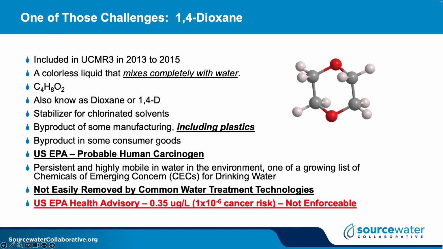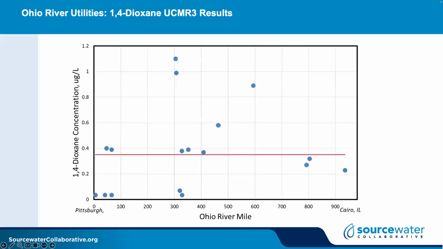1,4-dioxane is persistent in the environment. It's highly mobile in water, and in fact, it likes being in water. And it is not easily removed by common water treatment technologies, including granular activated carbon, which we happen to have at our treatment plant. US EPA has issued a health advisory for that compound at 0.35 micrograms per liter, which is not an MCL, so it's not enforceable, but it is a guide that we use for evaluating our water quality.